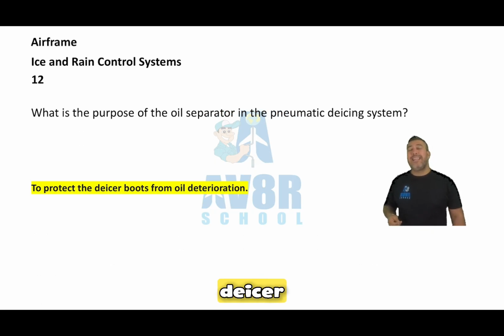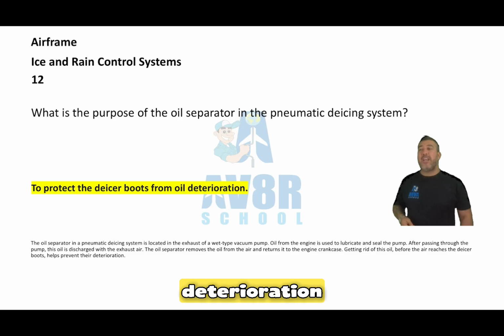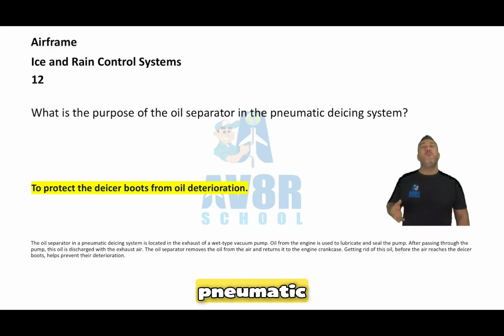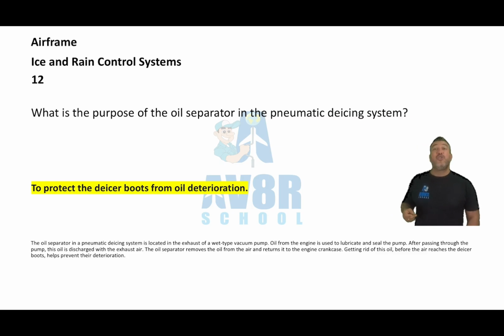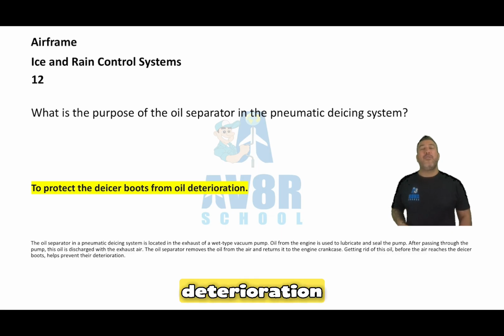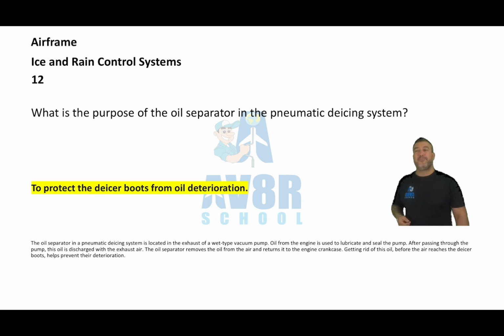Number 12, to protect the de-icer boots from oil deterioration. What is the purpose of the oil separator in the pneumatic de-icing system? To protect the de-icer boots from oil deterioration.